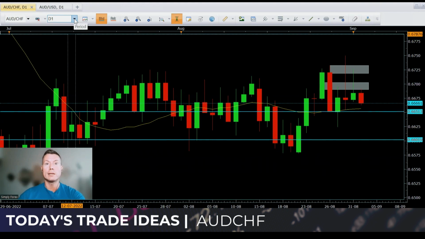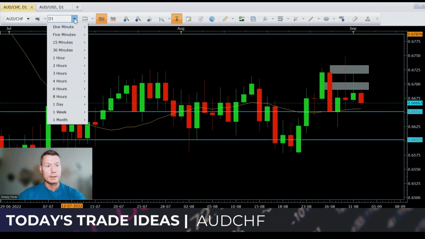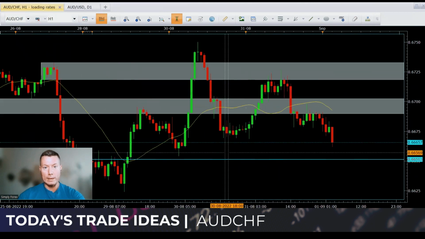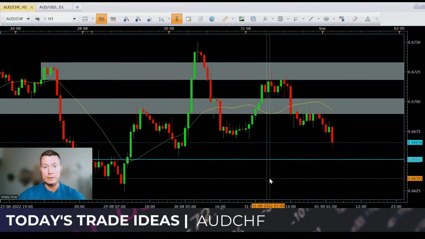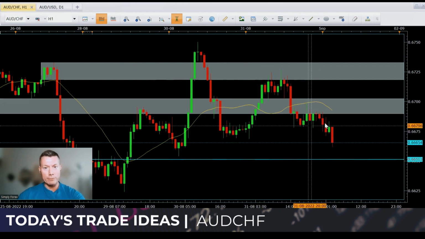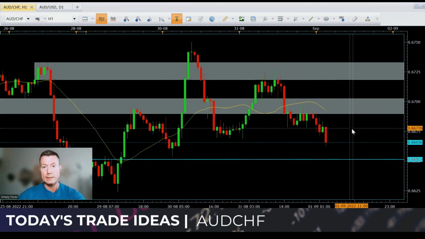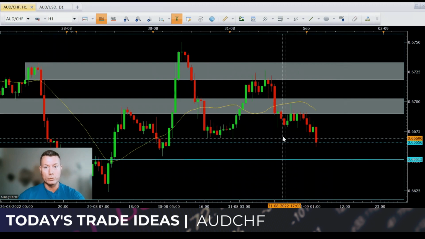Remember, the day chart is always your why am I longing, why am I shorting, or why am I staying out of the basket. That's all you need to ask yourself on a day chart. Then we go down to the H1 where we plot our grey zones and see where we could potentially take some trades. I've adjusted my grey zone slightly to take into account yesterday's price action, but they haven't changed a great deal.